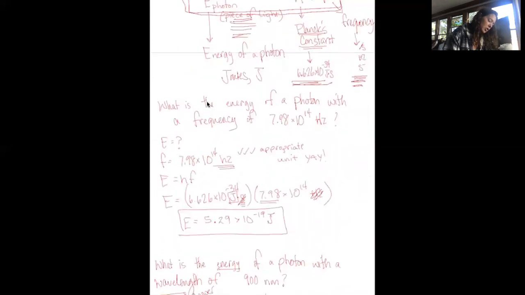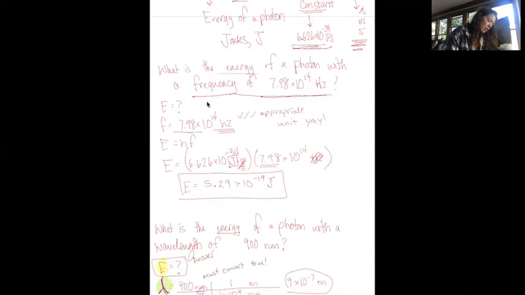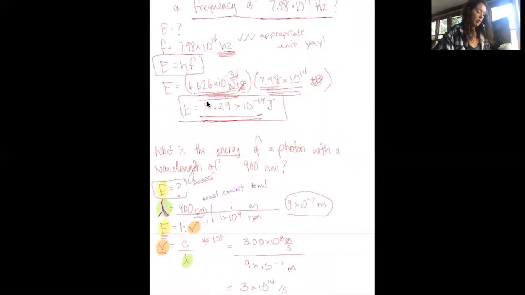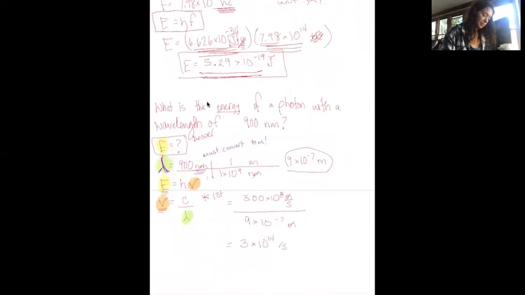We looked at a question where they gave us a frequency in hertz and asked for the energy. So we used our energy equation. We plugged in h, which is always the same value. Our frequency, we did not need to convert it because the unit was appropriate. We multiplied, we got the answer, we rounded, and we put the appropriate label on there.